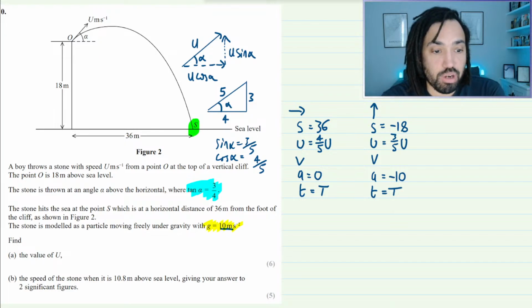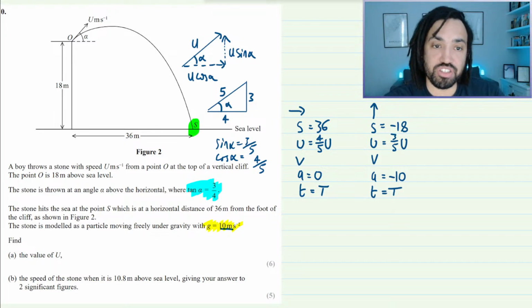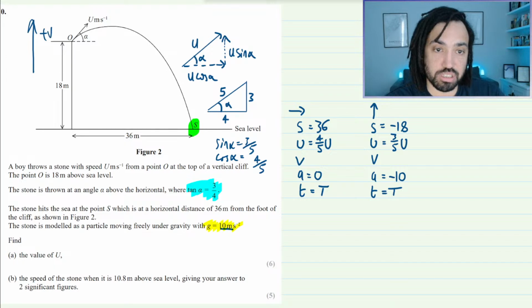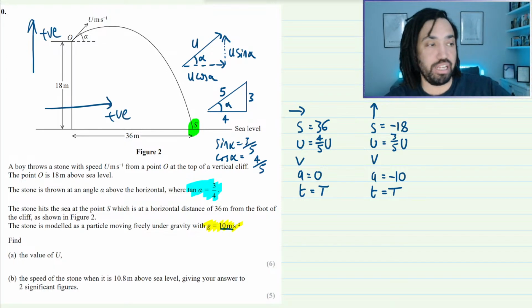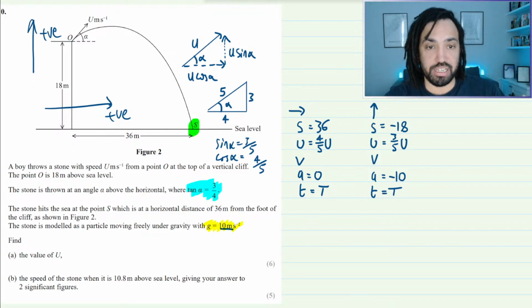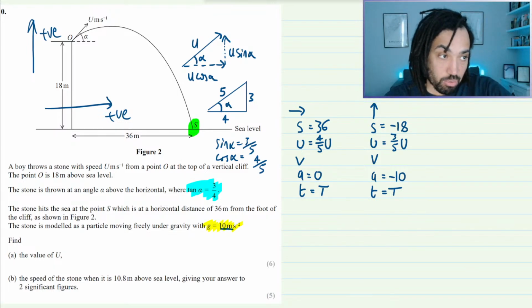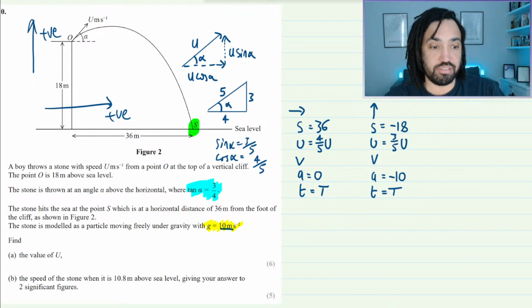If it's going down, why not g positive? Because I have set that the up direction is positive and that to the right direction is positive. So anything happening in a different direction is going to be negative. And g is pulling stuff downwards, so that is why g is negative.